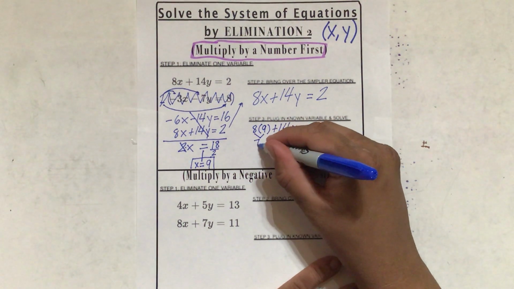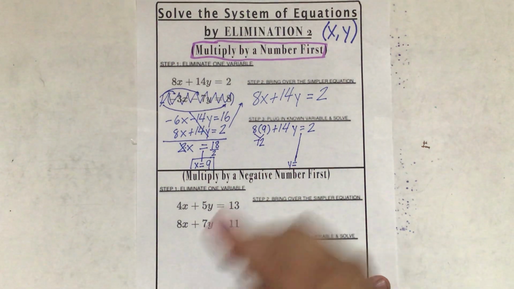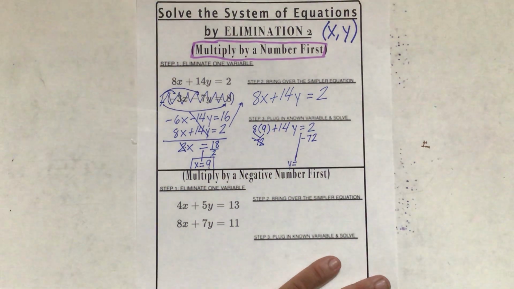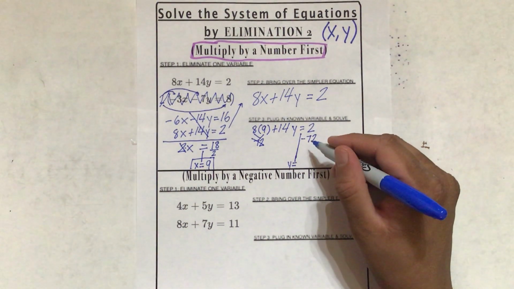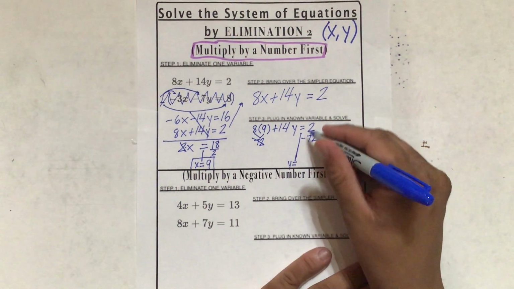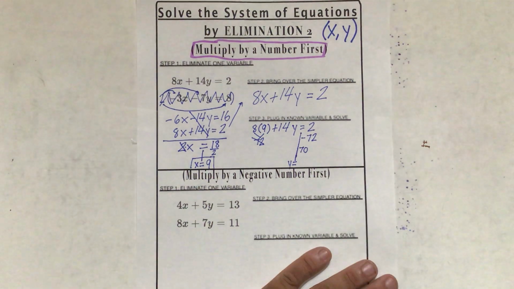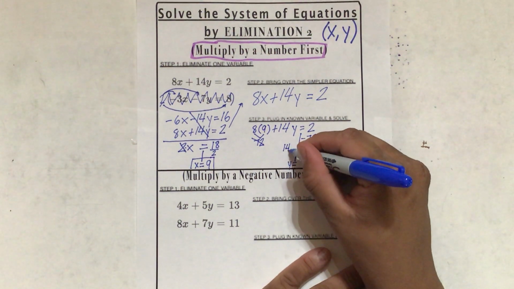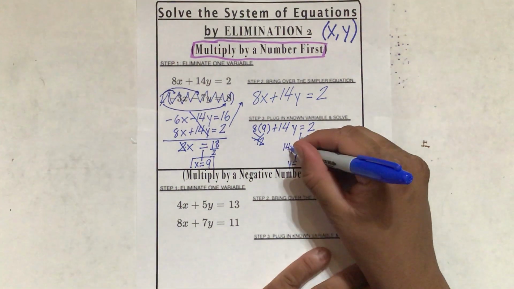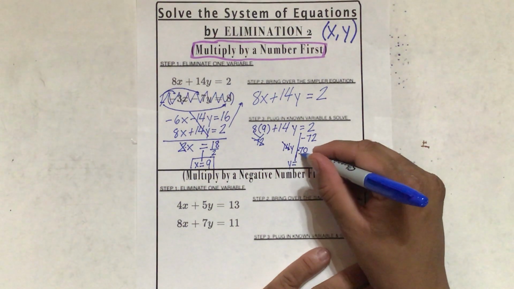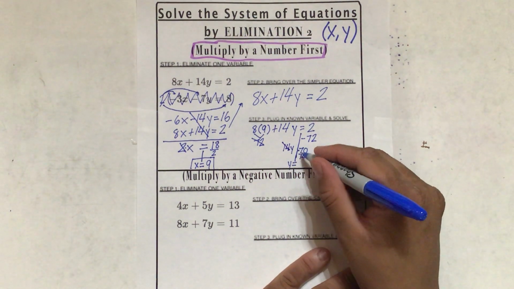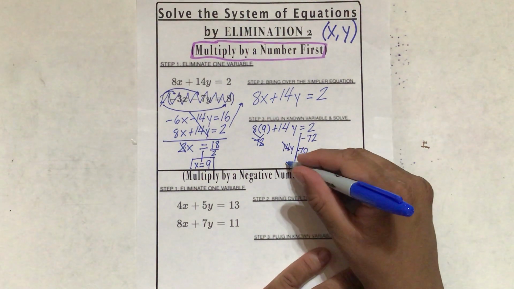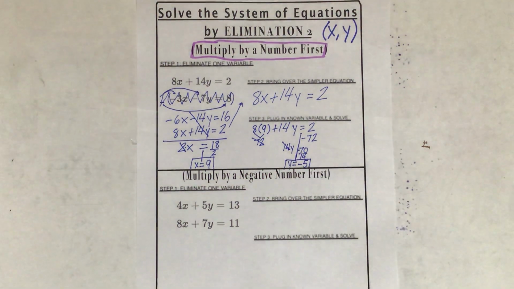8 times 9 is 72, right? I'm immediately going to move this 72 over, and it's going to become a negative 72. A positive 2 and a negative 72 are not the same sign, so I'm going to subtract: 72 minus 2 is 70. And it's going to be a negative 70 because 72 is bigger and it's a negative. And I'm going to bring down my 14y. And this is 14 times y, so I'm going to cross out 14 and divide by 14. A negative divided by a positive is a negative. And 70 divided by 14 is 5. So I get y is equal to negative 5.